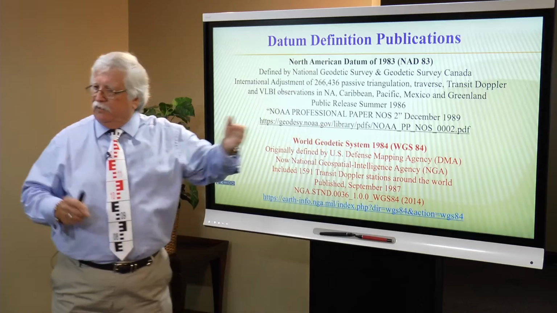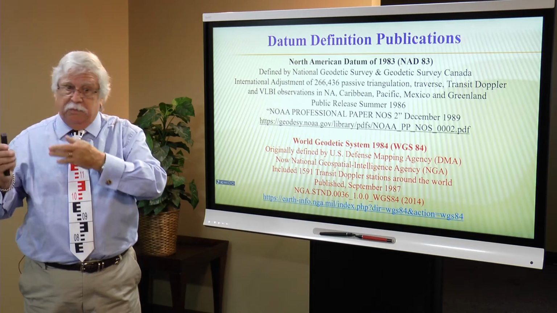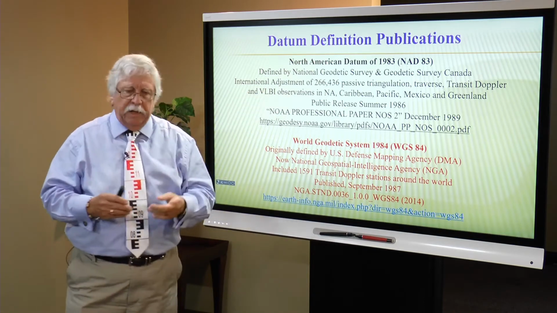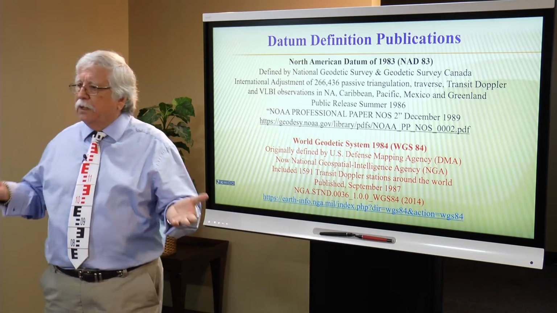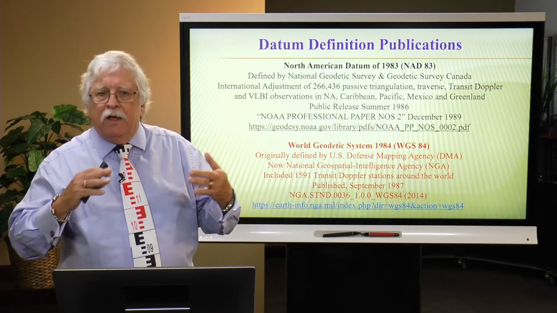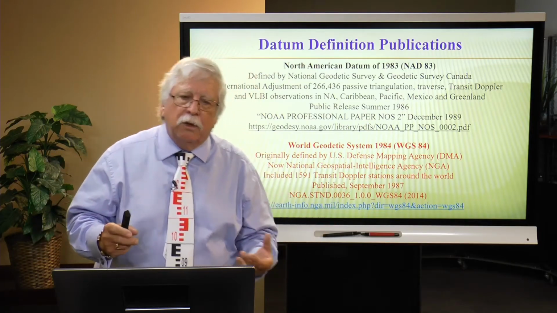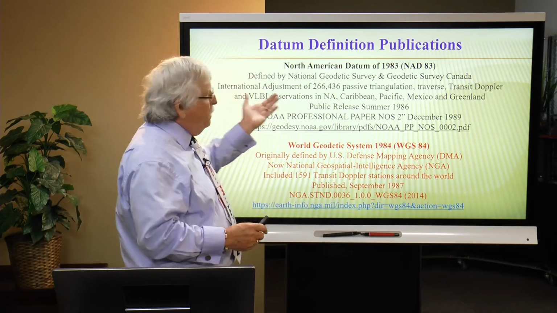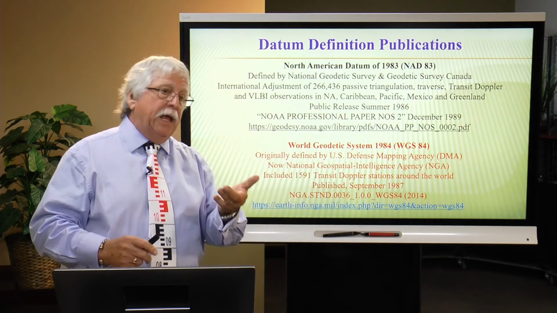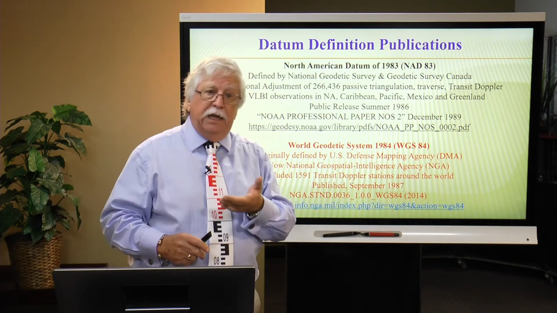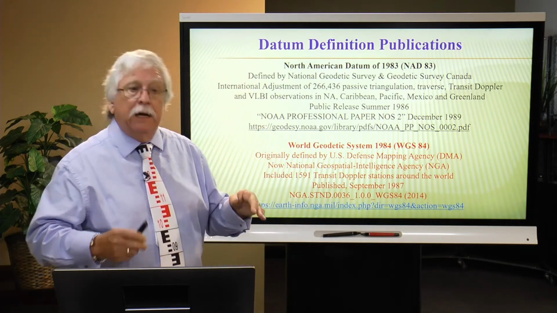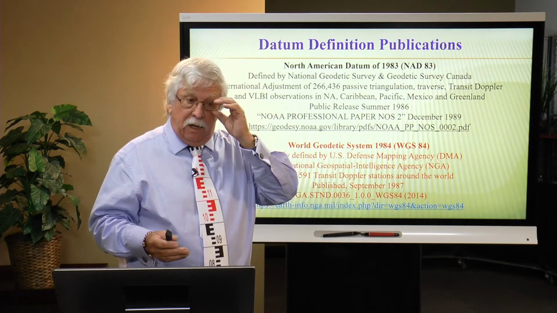Transit Doppler, the satellite system that preceded GPS, and very long baseline interferometry in North America, across the Caribbean and the Pacific. So this was the first civilian datum anywhere in the world to use space-based applications, especially satellite-based applications, to determine a datum. And it was the first civilian datum anywhere in the world to have its origin of coordinates at Earth's geocenter.